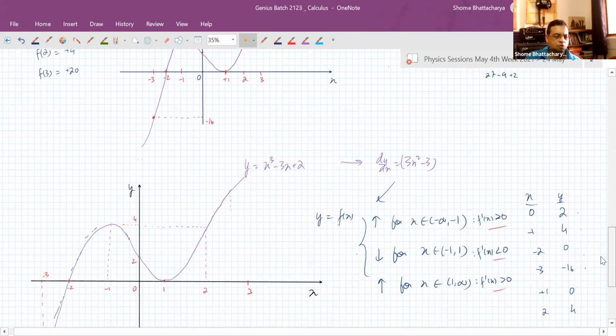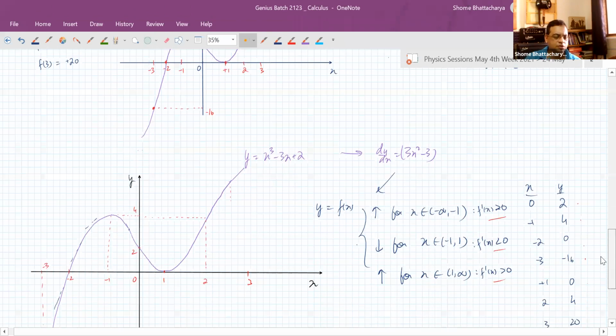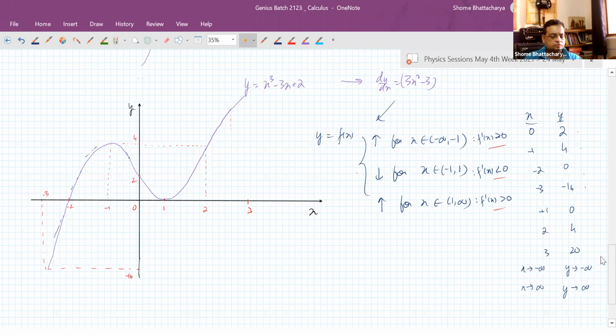It's giving me quite a lot of helpful information about the function. So this is one of the scopes of differentiation, that is, what is the scope of analysis we can do with differentiation. This is part of that scope of analysis.